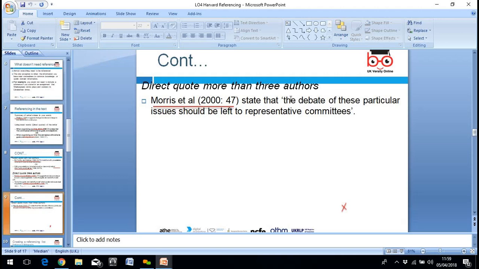Inverted commas, the debate for these particular issues should be left to representative committees. And again, it can work the other way. You can put the statement first and then you can add it afterwards. It doesn't really matter.